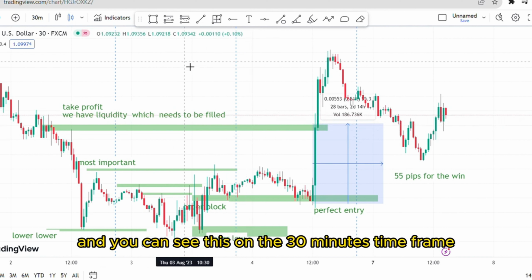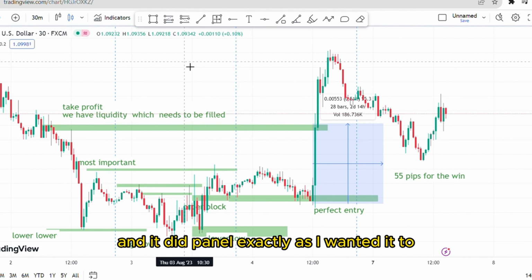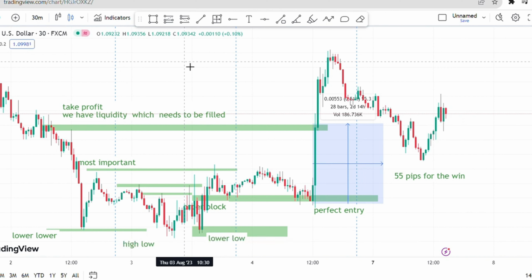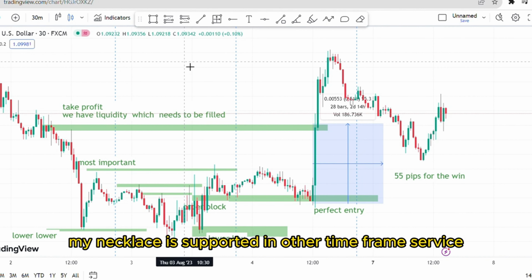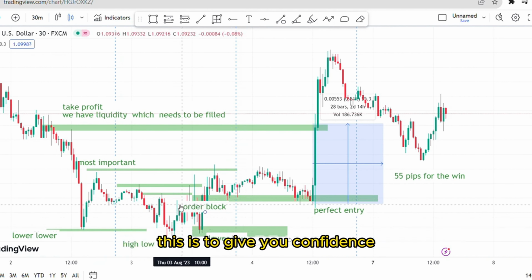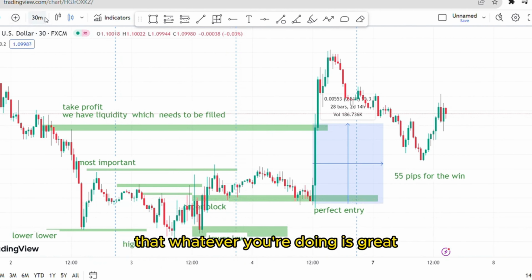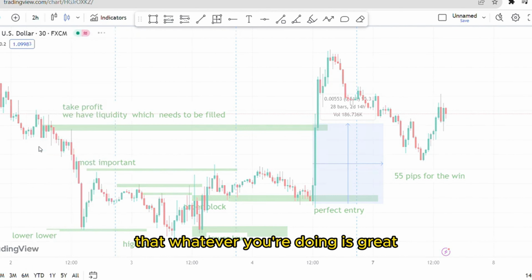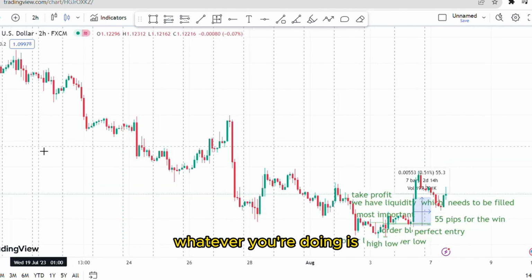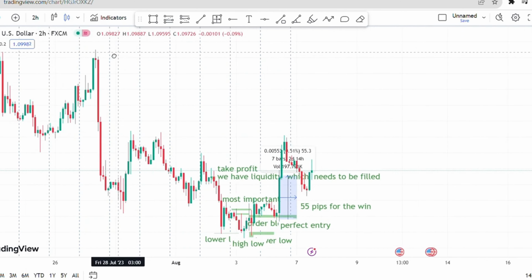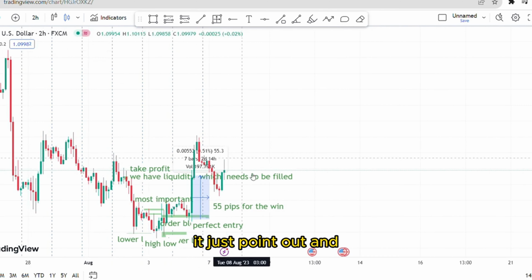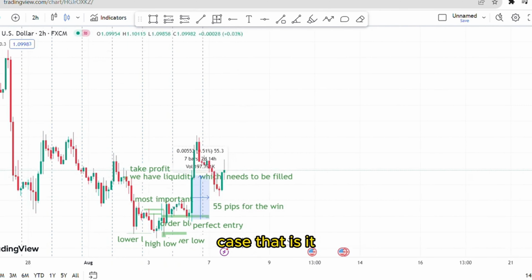And you can see this on the 30 minutes time frame, and it did pan out exactly as I wanted it to. This was just me checking whether my analysis is supported in other time frames, to give you confidence that whatever you're doing is great. Whatever you're doing, it has panned out. And guys, that is it.